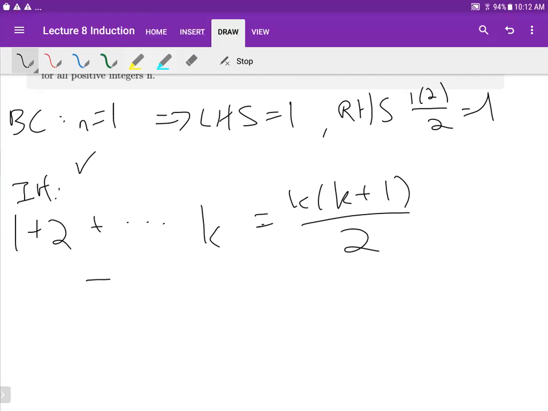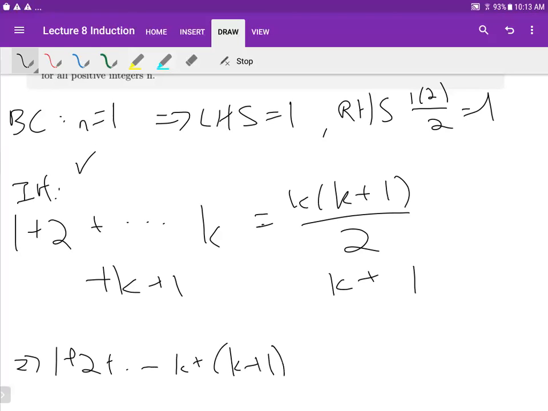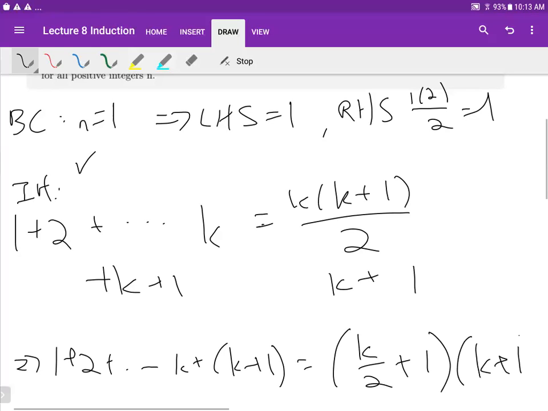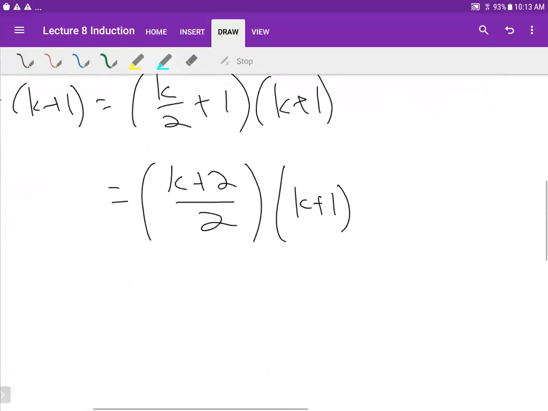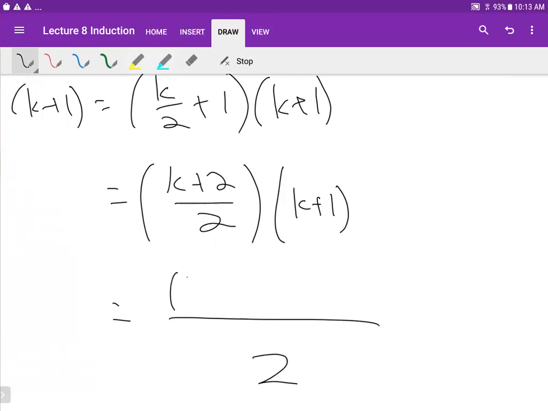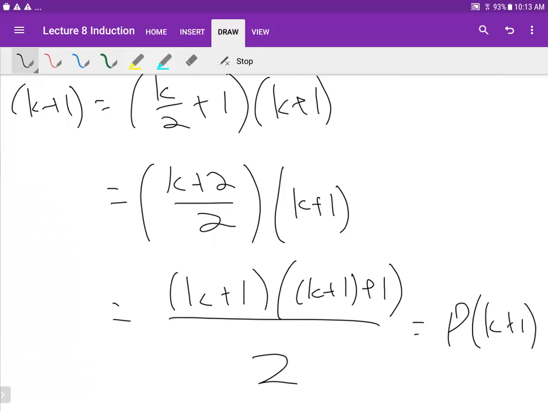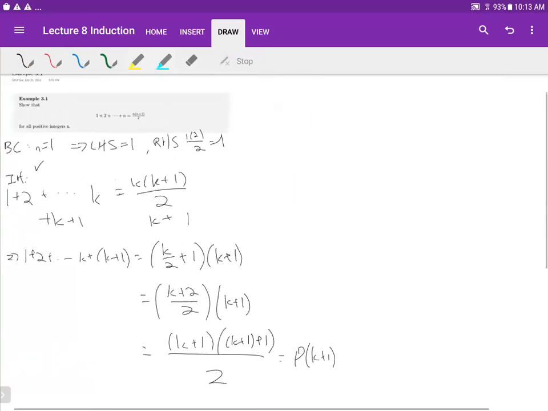Well, if we add k plus 1 to both sides, we would get that 1 plus 2 plus up to k plus 1 is equal to k over 2 plus 1 times k plus 1. And this is then equal to k plus 2 over 2 times k plus 1, which is then equal to k plus 1 times k plus 1 plus 1 over 2, which is equal to P of k plus 1, right? So if we go back to our beginning statement, all we did was add k plus 1 to both sides from the inductive hypothesis.